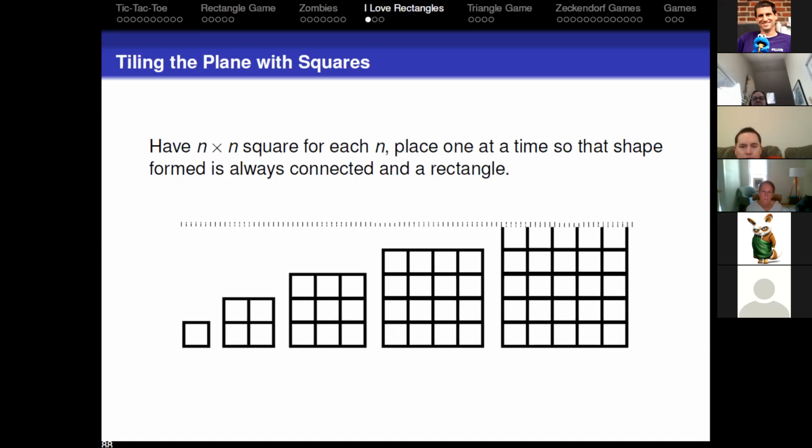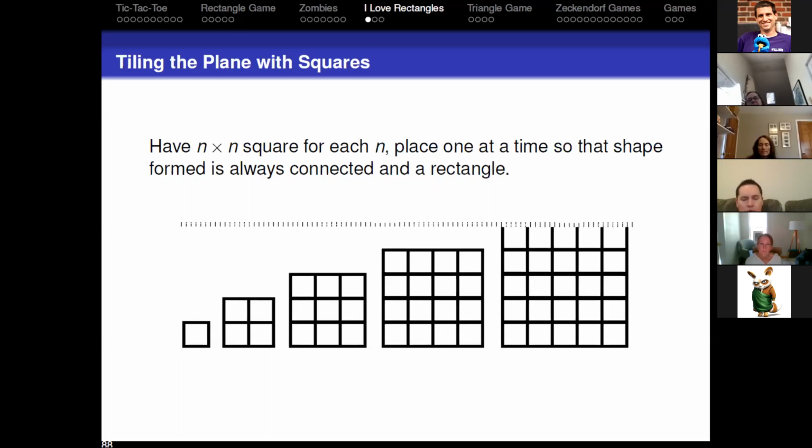So at every moment in time, your shape must be a rectangle. So let's say you put down the 3 by 3 square first. That's a rectangle, so that's fine. Can you put anything next to it? So could you put anything next to the 3 by 3 and still have it be a rectangle? Remember, you only have one of each square. So is there anything you could put down next to the 3 by 3 that would keep it as a rectangle? Could I put the 4 by 4 next to it?